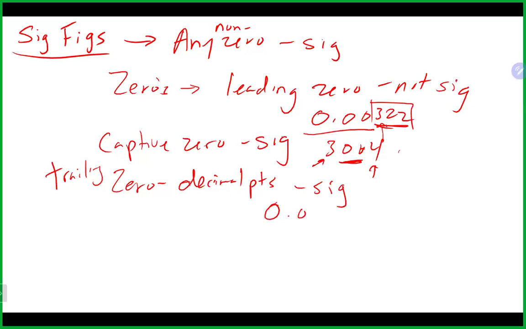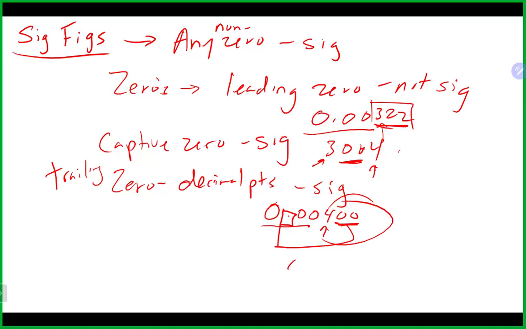Again, 0.00400. We don't start counting here. That is where we start counting. These zeros, once again, are going to be significant because there is an actual decimal point written in the number. So this would have 3 significant figures in this case.